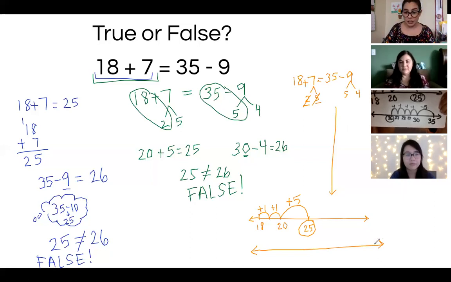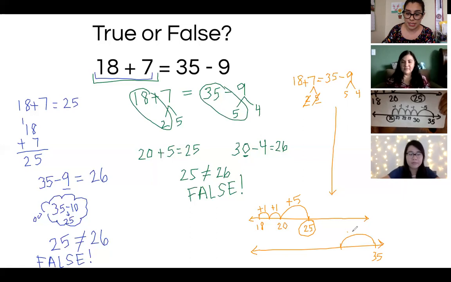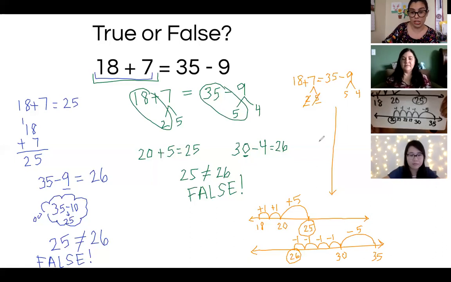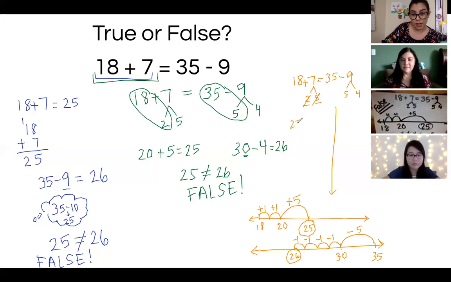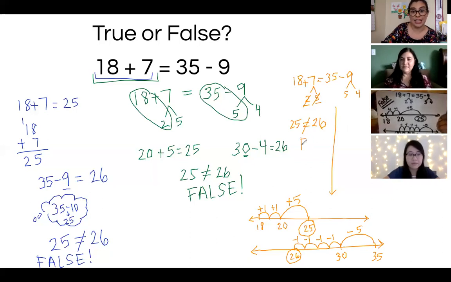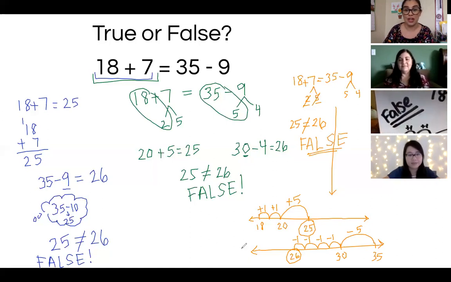We're counting back. So she started here at 35, and then she jumped 5 spaces, minus 5, and then she landed at 30, and then 4 more, 1, 2, 3, 4, and then we want to show minus 1, minus 1, minus 1, minus 1. And then we're counting back, 30, 29, 28, 27, 26 is where she left off. And so she found the same answer. 25 is not equal to 26. So Ms. Rosales says that the equation is false.